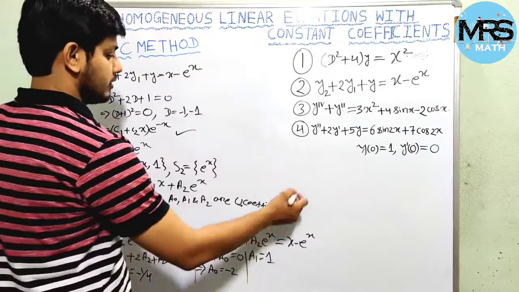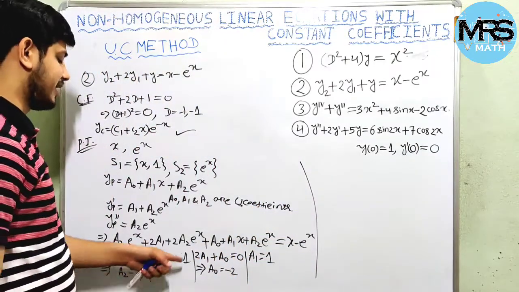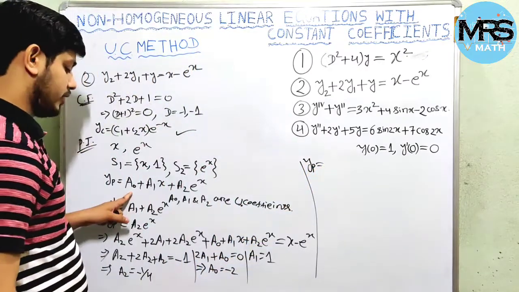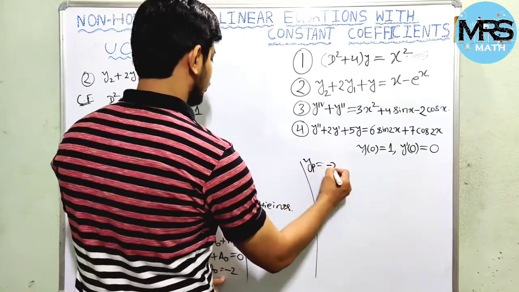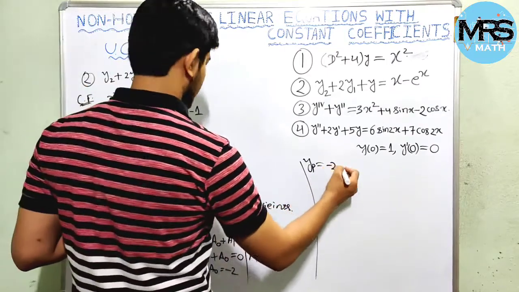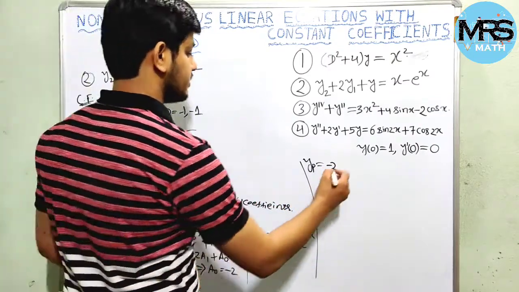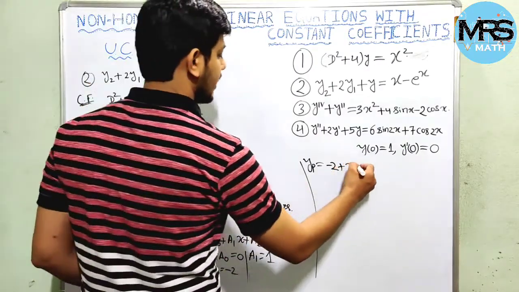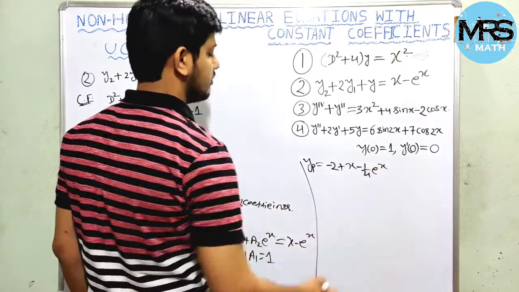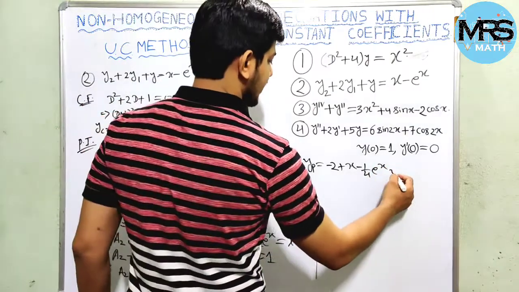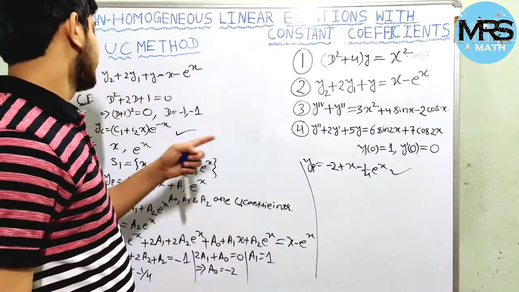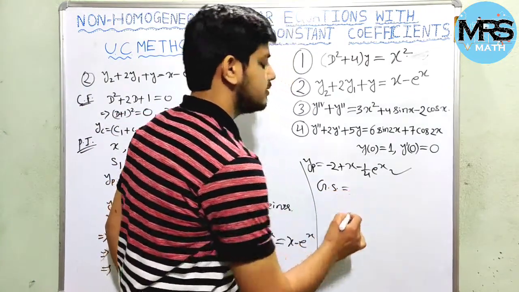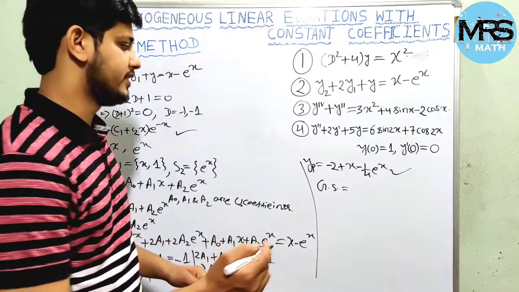Okay, so now the next job is to put these values in the yp, correct? So yp will be equal to a0, that means minus 2, right? Plus a1x, that means plus x, okay, plus a2 e to the power x, that means minus 1 by 4 into e to the power x. Okay, so this is our final particular integral and this is our complementary function. Okay, so the general solution, what we can write? The summation of yc and yp.